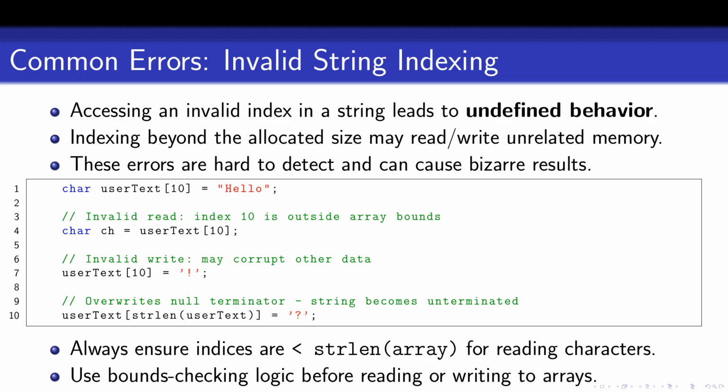Even writing to userText[strlen(userText)] is dangerous if it overwrites the null character, effectively removing the string's defined end. That's why off-by-one errors are so infamous in C programming. Always double-check your index calculations and make sure you leave space for the null character when copying or modifying strings. Using tools like strlen and bounds checking logic helps you avoid these issues and write safer, more stable code.